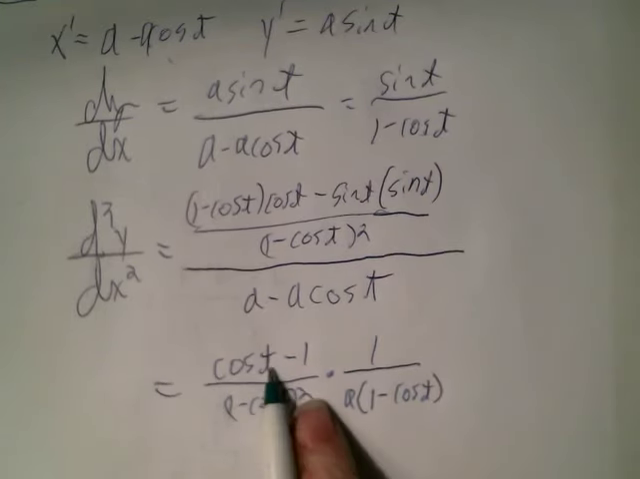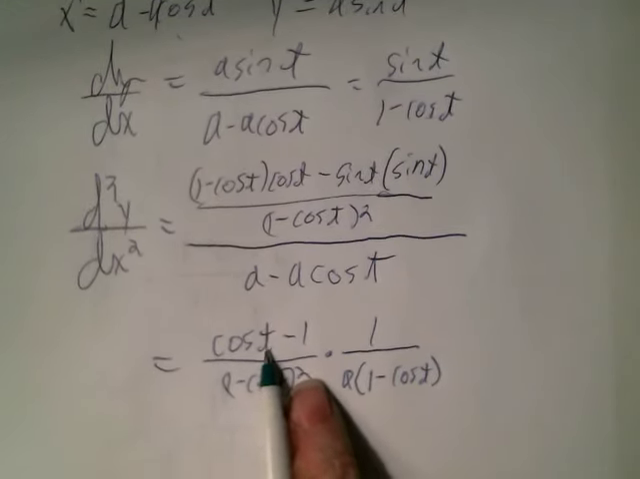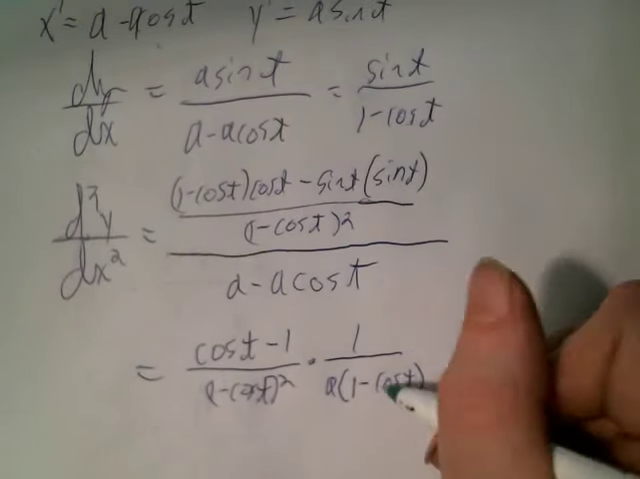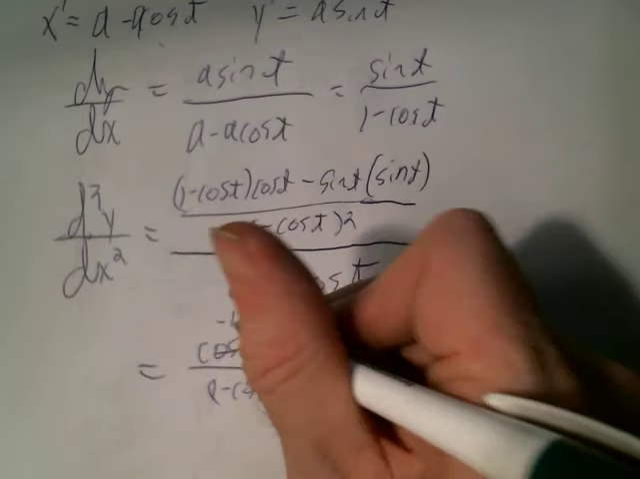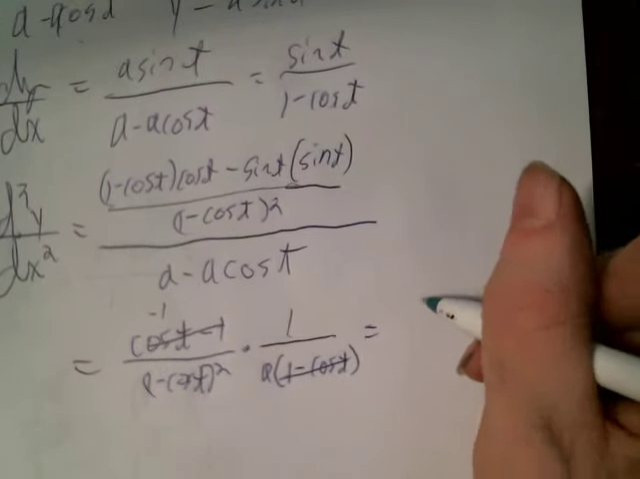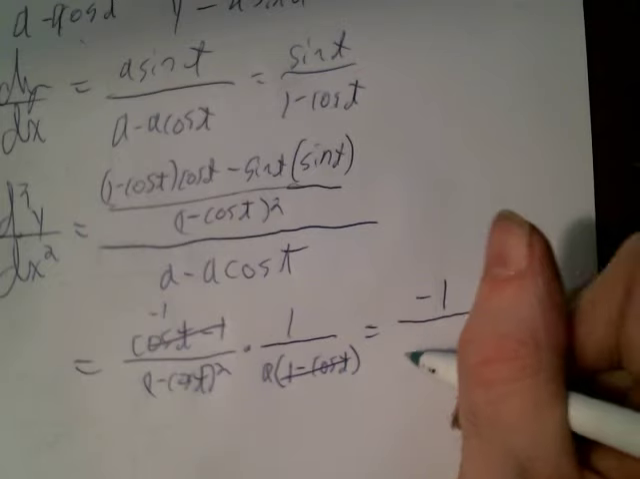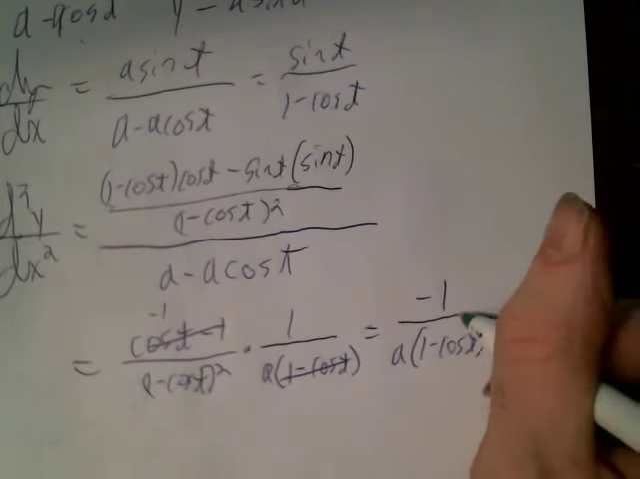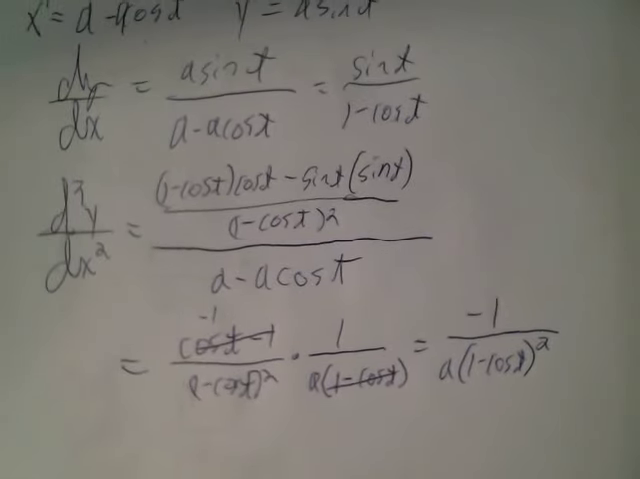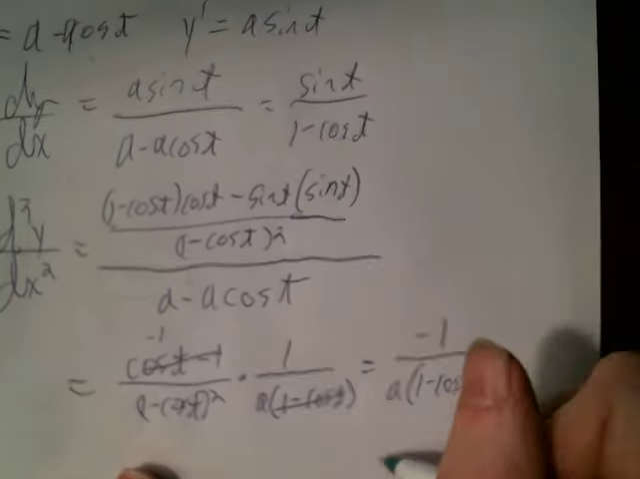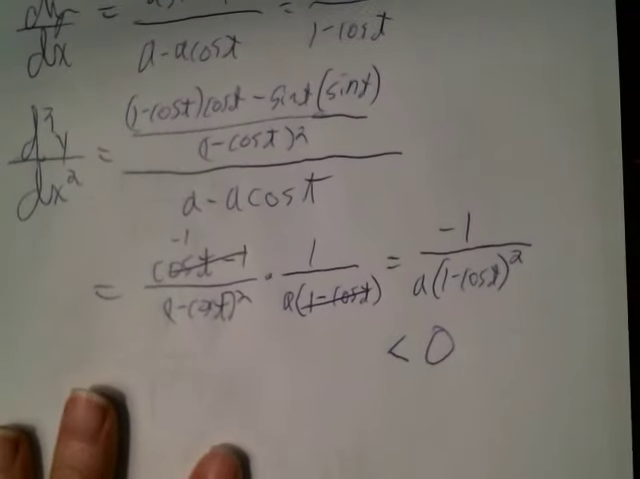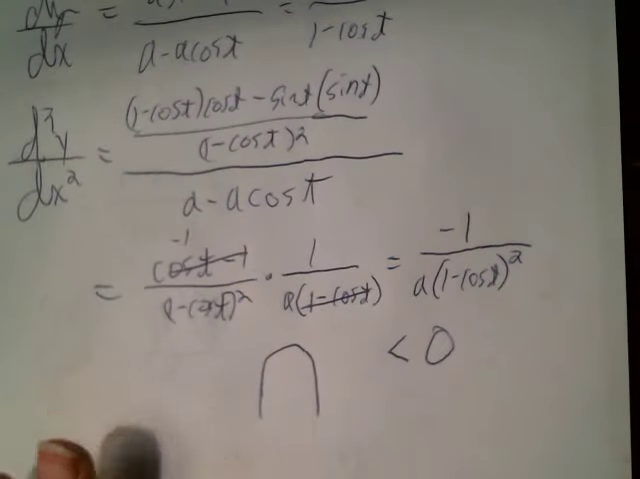Okay, this is the negative of this guy, right? These guys are additive opposites. So you can remove this and put a negative 1 up here, and you end up with negative 1 all over a times 1 minus cosine of t squared. So the second derivative is less than 0. And what does that tell you? Well, that tells you it's concave down, right? It has that shape to it.